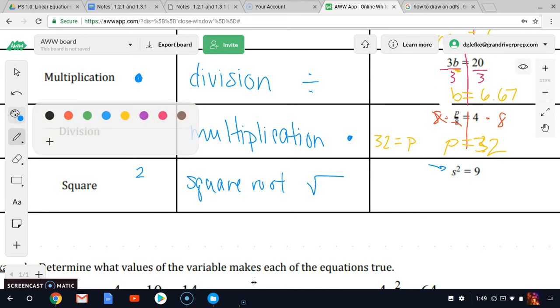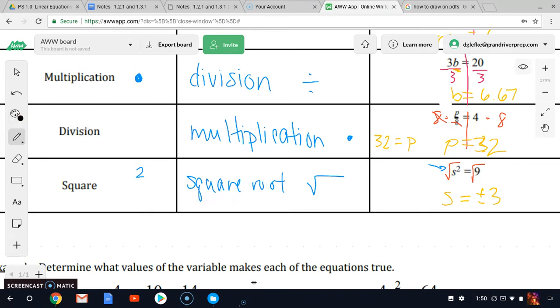So for our equation over here, if I want to get this variable by itself, because right now it's not, it has that little 2 in the corner, I want to take the square root of both sides. What's going to happen is I'm going to get s by itself. I want to take the square root of 9. My calculator gives us an answer of positive 3. But our answer is actually positive or negative 3.